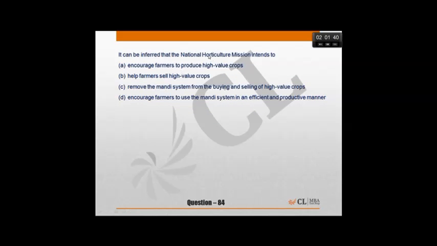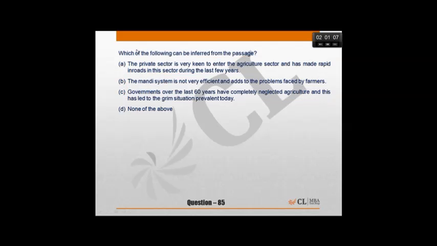It can be inferred that the National Horticulture Mission intends to encourage farmers to produce high value crops. Possibly yes, because that is what it has talked about. Helps farmers sell. No, they can sell only when they produce. They are not producing the right one. So right now B cannot be the answer. Remove the Mandi system from buying. No, it was not the question of removal, it was creating an alternative mechanism or a parallel mechanism. Encourage farmers is against the grain of the passage, so the correct answer has to be choice A.